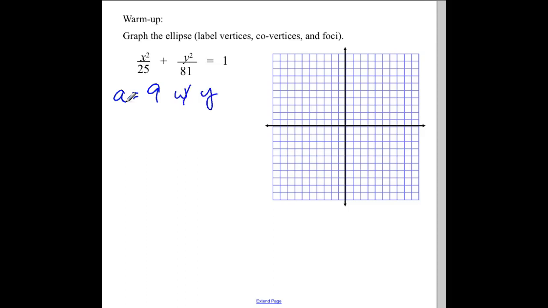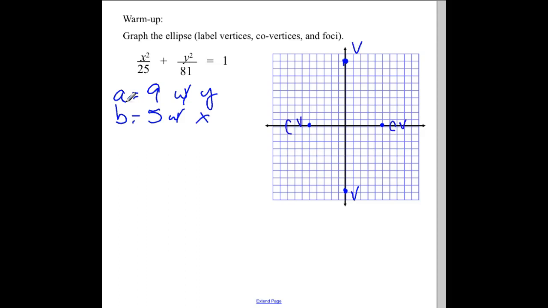And we know the 81 is A squared because in an ellipse, A is the bigger one, right? All right, and then B has to be 5 and it's paired up with X. So we can go to our graph, go 9 in the Y direction, 5 in the X direction, and we have our vertices and our covertices.